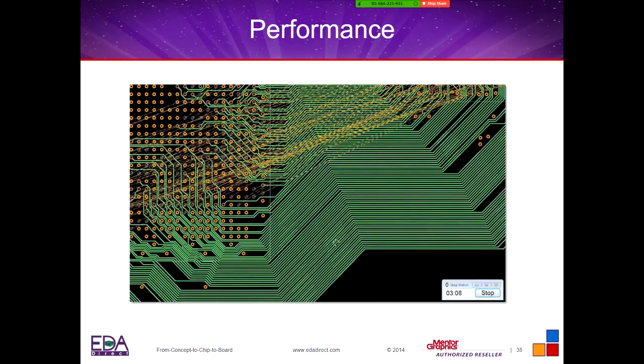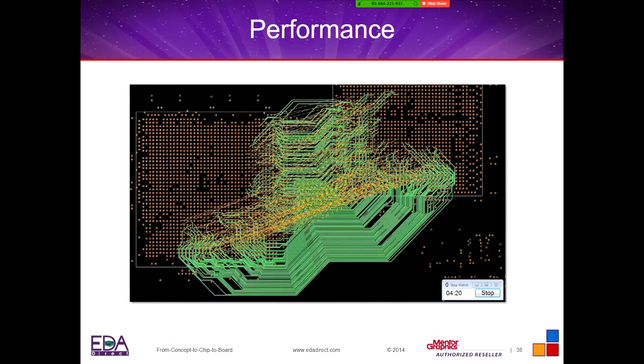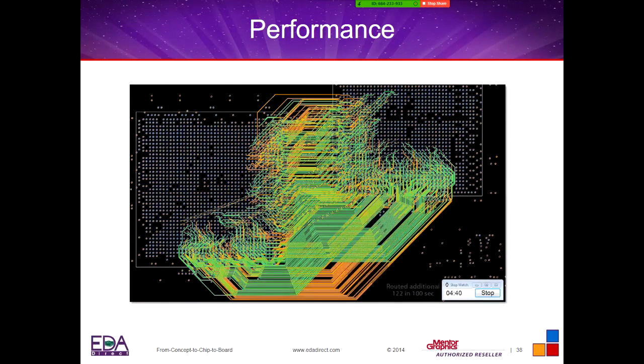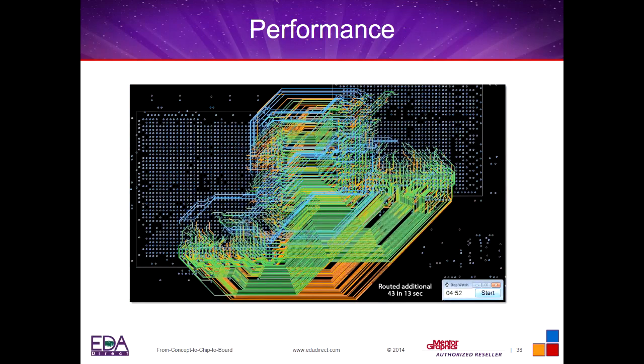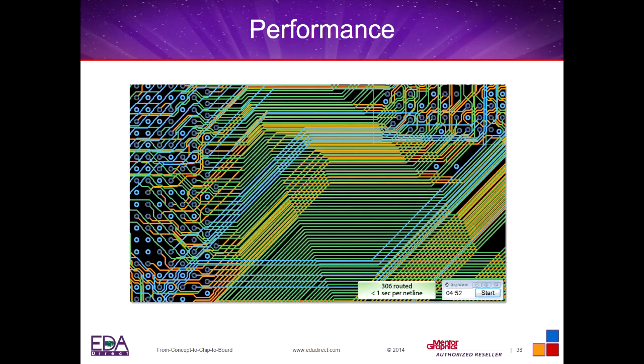So within 5 minutes of this layout, we've basically laid out and routed all those traces that are going between the two chips. Within 4 minutes and 52 seconds, it's routed 306 lines, and that's basically a line per second. That's pretty good when you're routing a bunch of those lines and you've got like 15,000 connections you've got to do on a board. This is really quite a time saver.